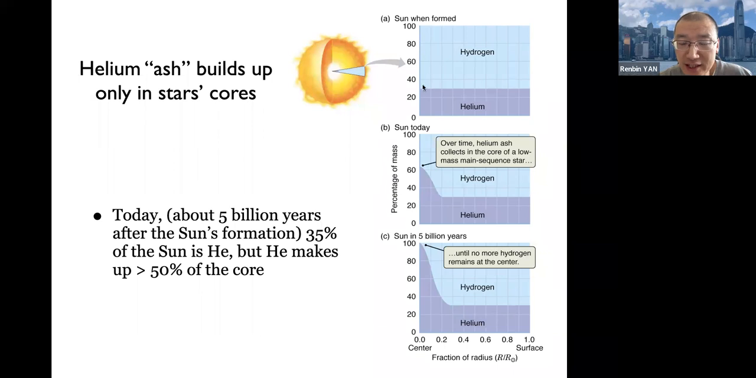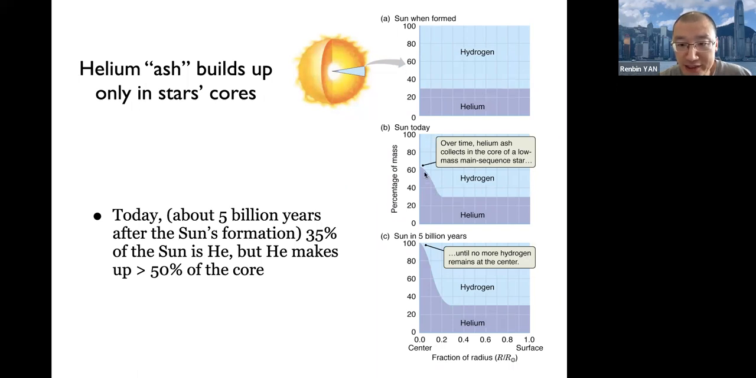At the beginning, when the sun is first formed, it has the same fraction everywhere throughout the whole body of the sun, about 30% helium and 70% hydrogen. And what is the situation today? This part is the core, where the temperature is high enough. So within 0.2 solar radius in the center, you are turning some hydrogen into helium.